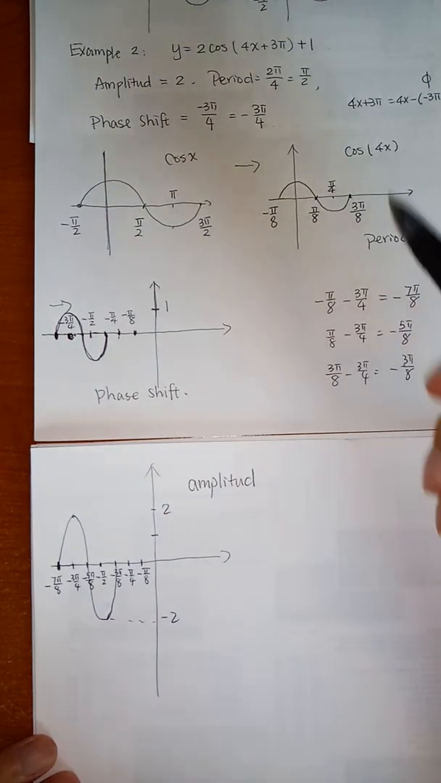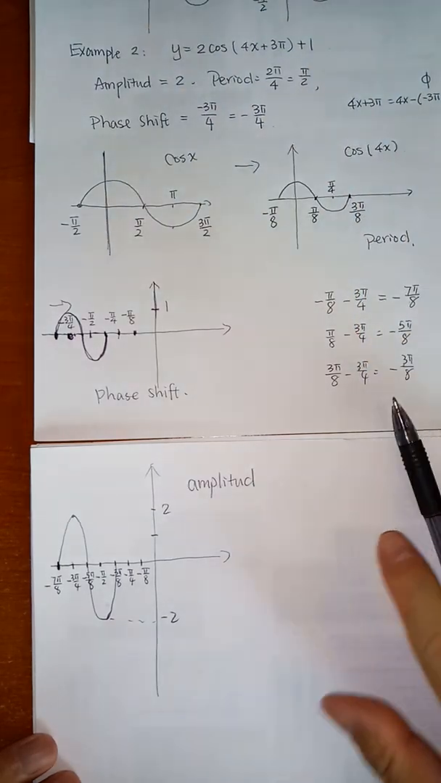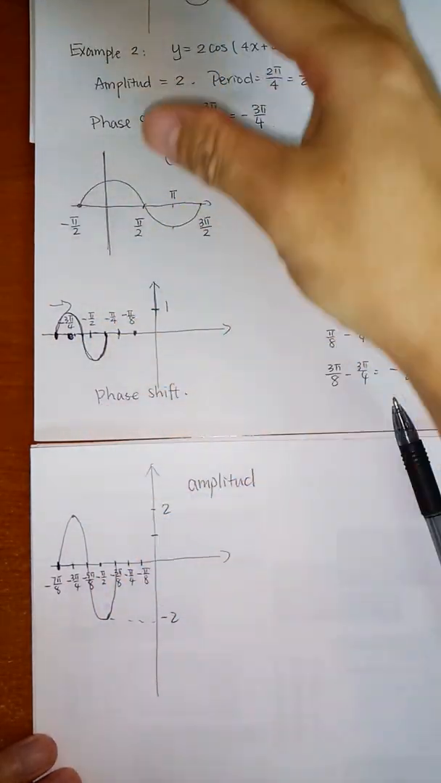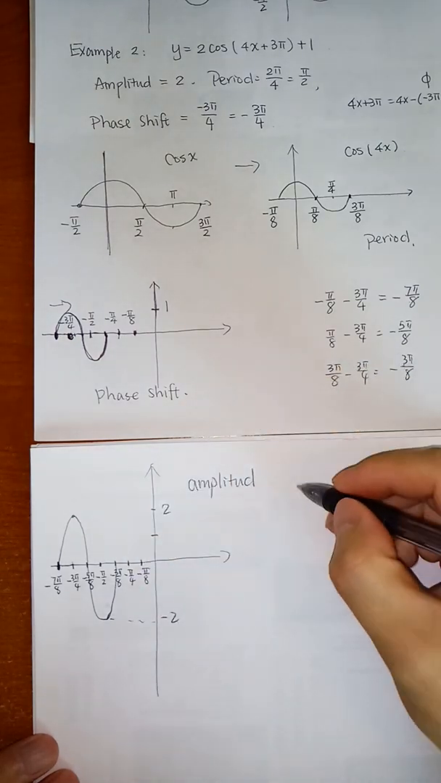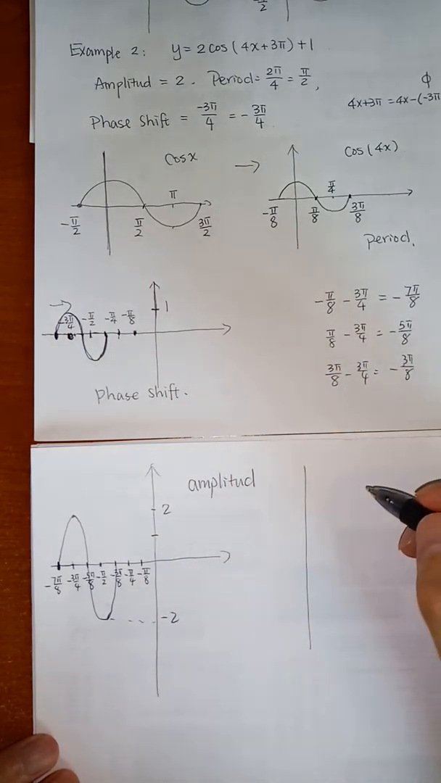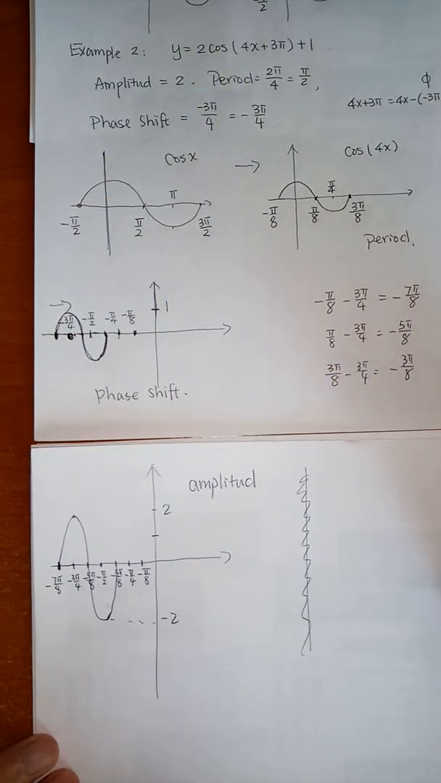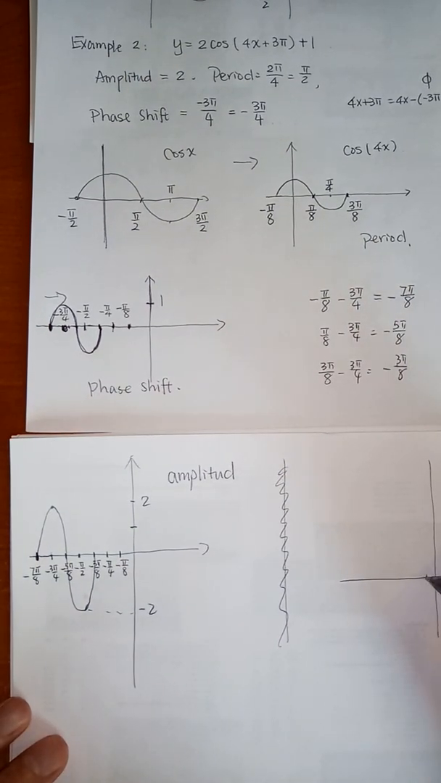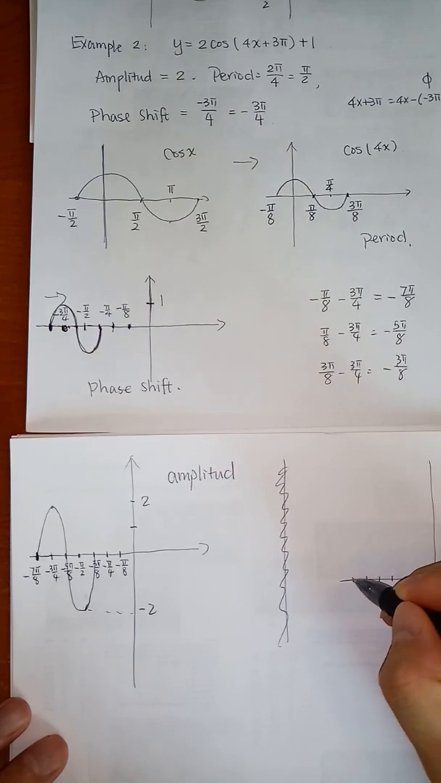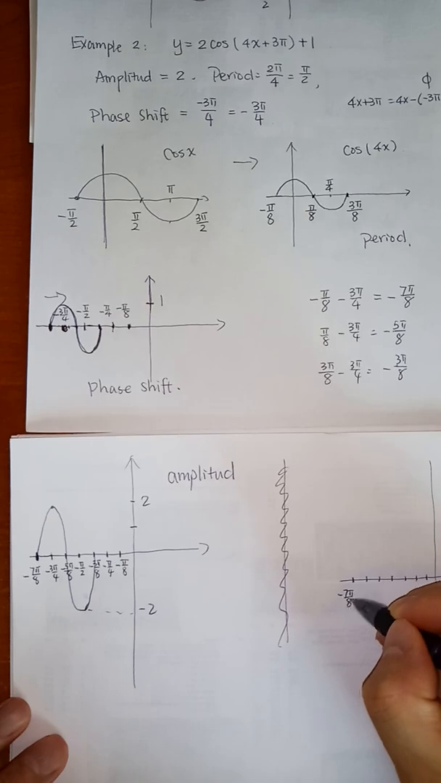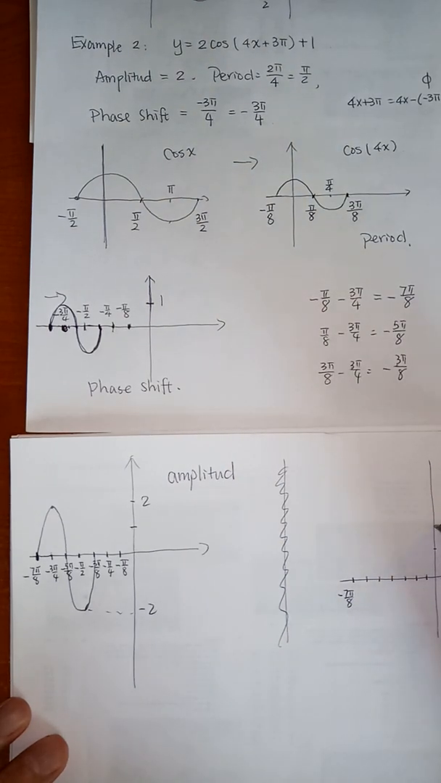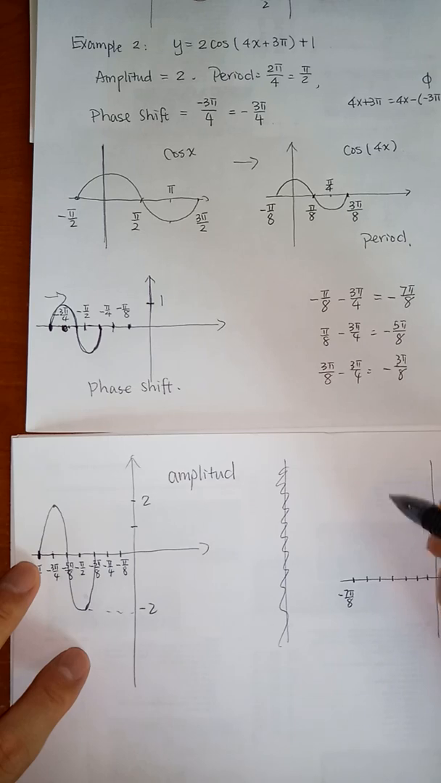For this problem, there's one more number, 1. The 1 means you're going to shift it upward 1 unit. So everything will be shifted 1 unit up. We need this curve on the. So let's see. Pi, 2, 3, 4, 5, 6, 7. This is negative 7 pi over 8. So 1, 2. Originally it's here, and then you're going to lift it 1 unit. So 3.